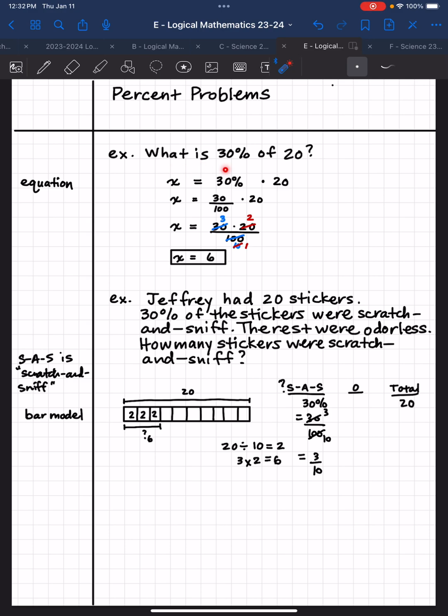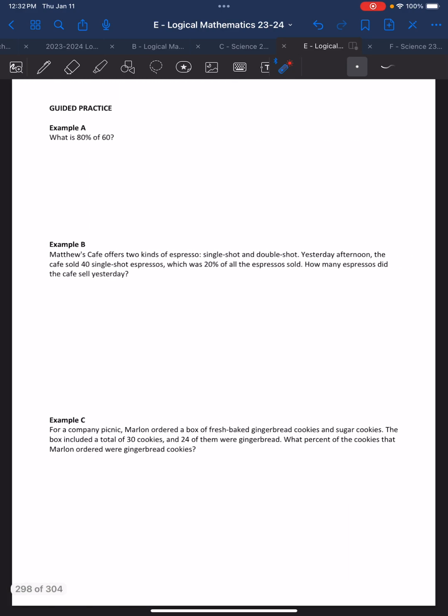This is the general structure that you're going to set up your problems with, okay? So it's always going to be percent times a number equals the part. So percent times the whole, or the total thing that you're talking about, equals the part that you're trying to find, okay? So let's apply this to this problem right here.